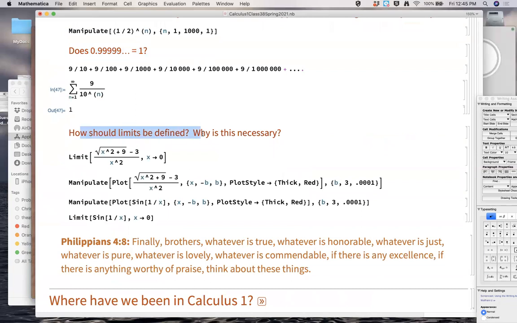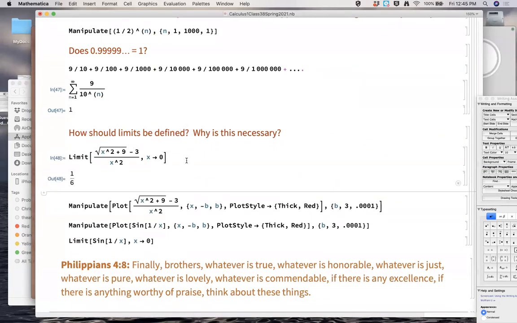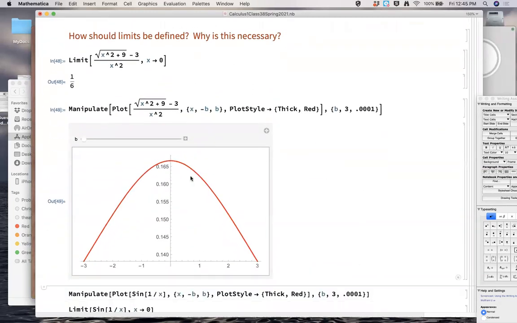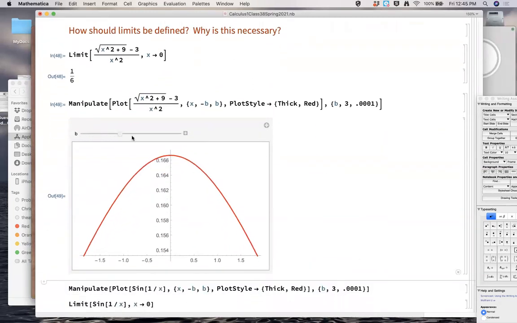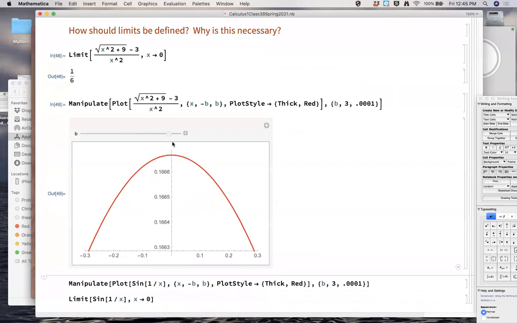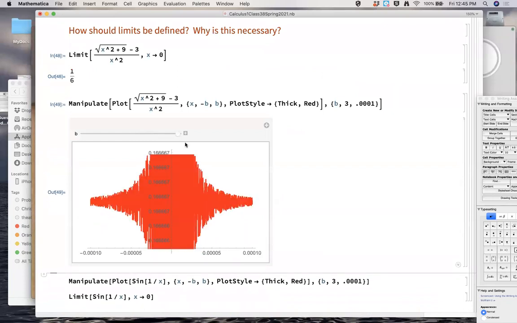How should limits be defined? Why is this necessary? We talked about this example before. This limit is 1/6. However, if you try zooming in toward the vertical axis here, all of a sudden, the computer seems to say the limit doesn't exist. You get something crazy like this. What is that? What's going on there?